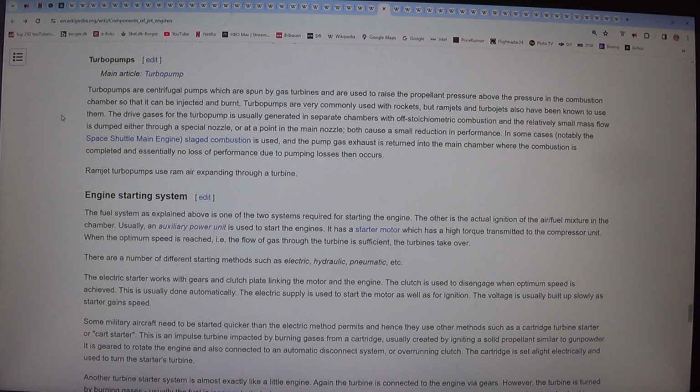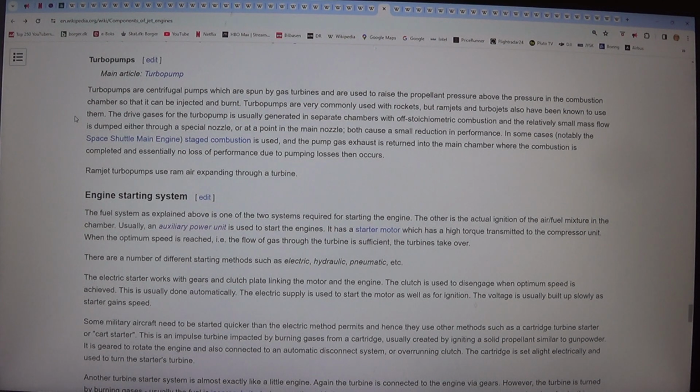The drive gases for the turbo pump are usually generated in separate chambers with off-stoichiometric combustion, and the relatively small mass flow is dumped either through a special nozzle, or at a point in the main nozzle. Both cause a small reduction in performance. In some cases, notably the Space Shuttle main engine, staged combustion is used, and the pump gas exhaust is returned into the main chamber where the combustion is completed and essentially no loss of performance due to pumping losses then occurs. Ramjet turbo pumps use ram air expanding through a turbine.